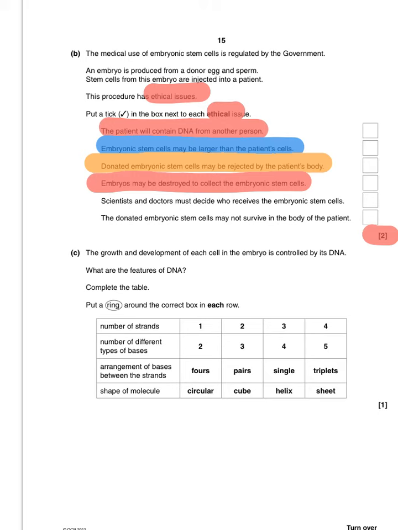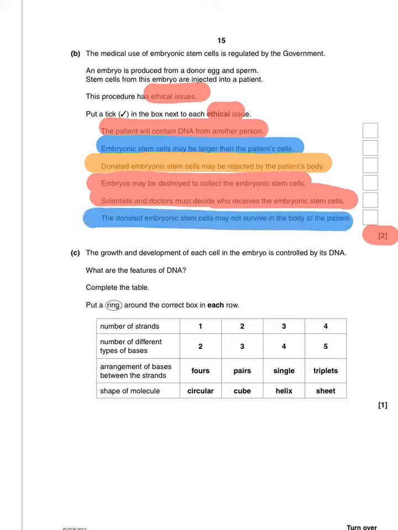Scientists and doctors must decide who receives the embryonic stem cells. Again, potentially. This one's maybe the one I'm least sure of. And the donated embryonic stem cells may not survive in the body of the patient. It's more of a scientific thing. It's not really about ethical issues. So I think we can probably go with those three. Third one, we're not sure of, but it seems reasonable. And because there's so many choices, 3 would be a reasonable number.